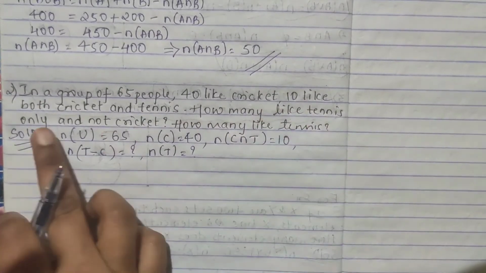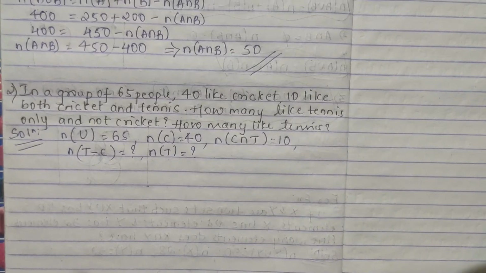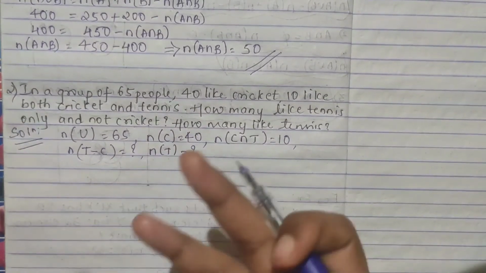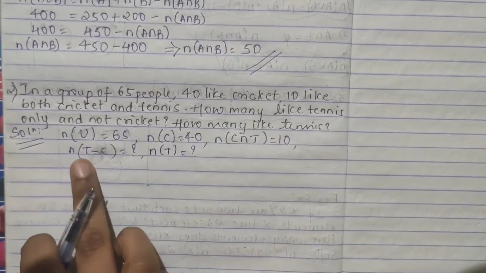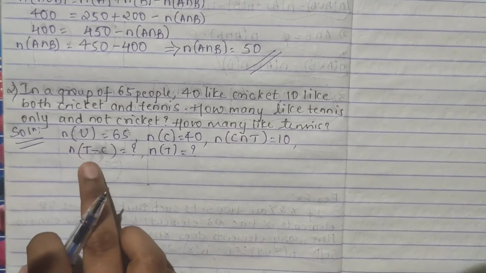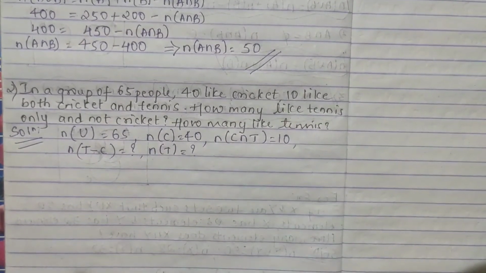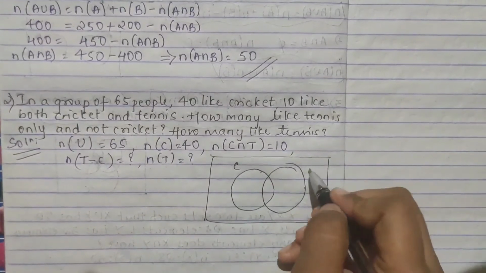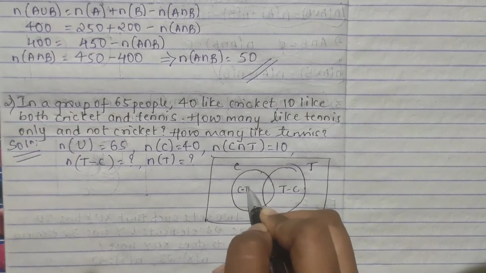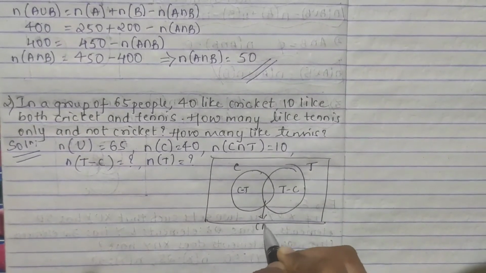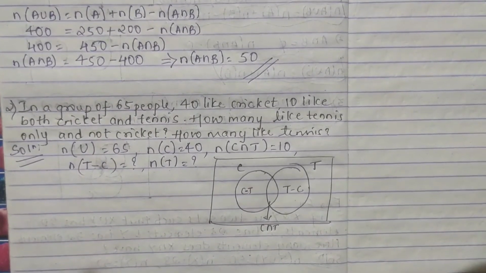How many like tennis only and not cricket means, if you take T, there will be only tennis people, there will be only cricket people. In this, some cricket people might also be there, we don't know. But basically here they are asking only tennis and not cricket, so you have to subtract cricket from this. From the Venn diagram you will understand. How will your Venn diagram be? This is C and this is T. This is T minus C, this will be C minus T, and this will be C intersection T. Like this only, right? Our Venn diagram is like this.